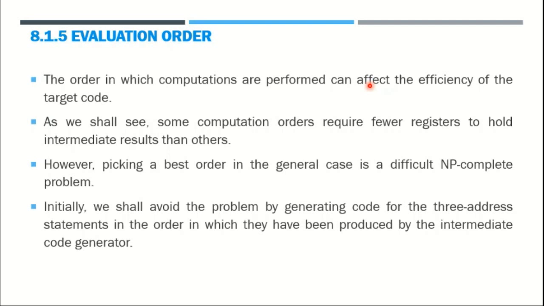In the next session we will discuss what is meant by NP-complete and NP-hard. Picking the best order in the evaluation for target code generation is considered an NP-complete problem. So initially we shall avoid the problem by generating code for the three-address statements in the order in which they were produced by the intermediate code generator.